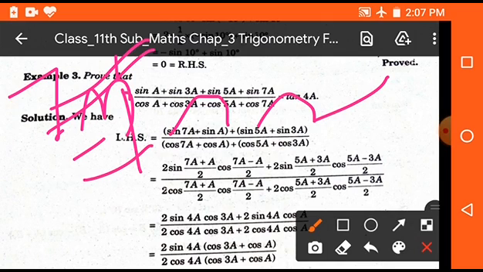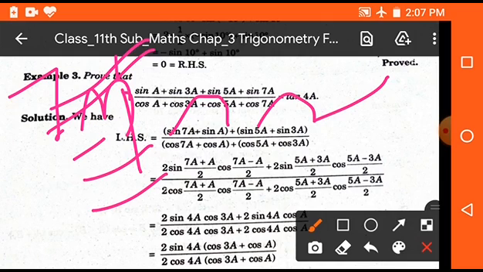Now applying the formula sin A plus sin B, we get 2 times sin (7A+A)/2 into cos (7A−A)/2 plus 2 times sin (5A+3A)/2 into cos (5A−3A)/2.